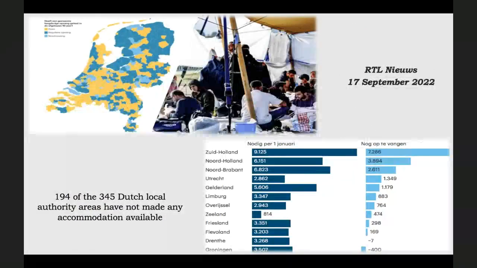In fact, the province of Groningen, which is home to the Ter Apel Reception Center, has provided more accommodation than most municipalities. In total, 194 of the 345 local authority areas have not made any accommodation available. Legislation is expected in January 2023, which would eventually allow the Dutch government to force local authorities to accept refugees under a quota system.